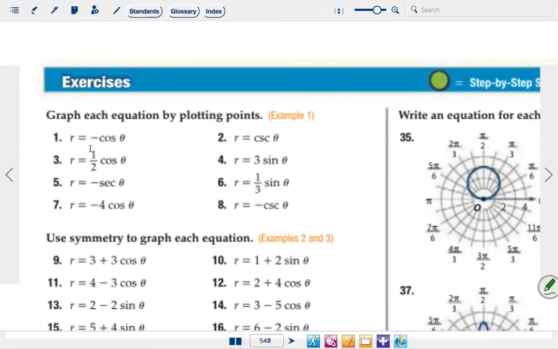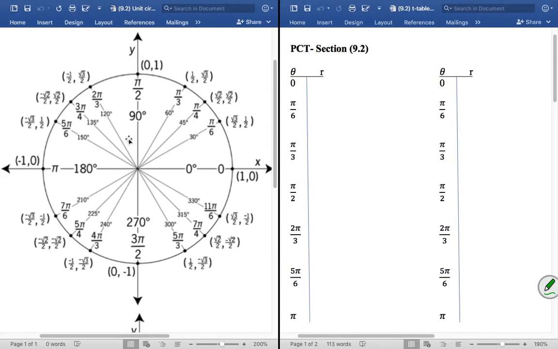We have to graph r equals negative cosine of theta. Negative cosine of theta. Let's put that right on top of our first T-table. We're going to graph r equals negative cosine of theta. So I'm on the T-table. What does the graph of negative cosine of theta look like?